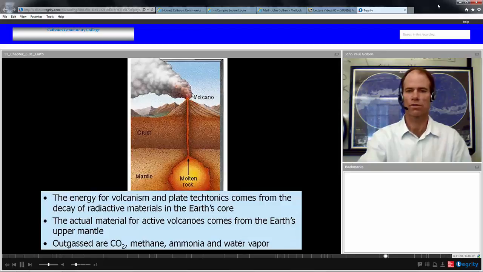With this molten rock, when it appears, we see such compounds distributed as carbon dioxide, methane, ammonia, and water vapor.